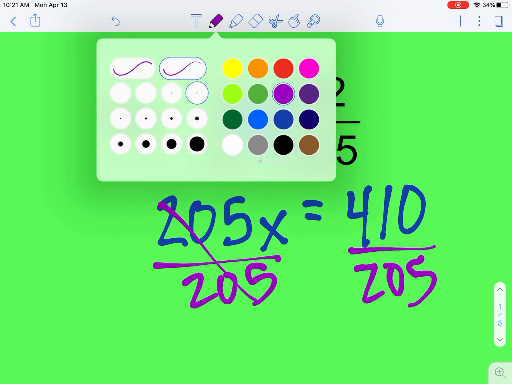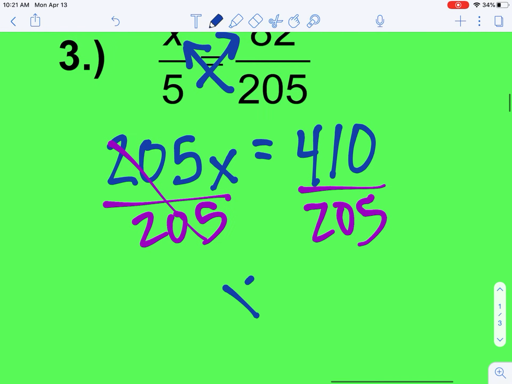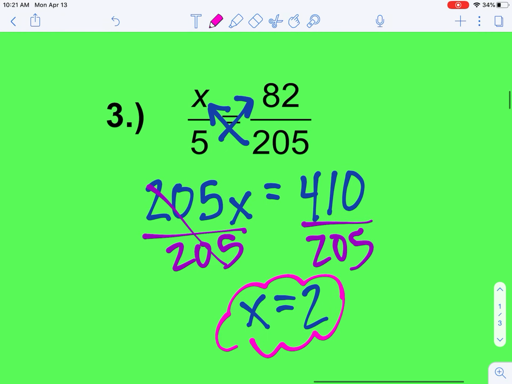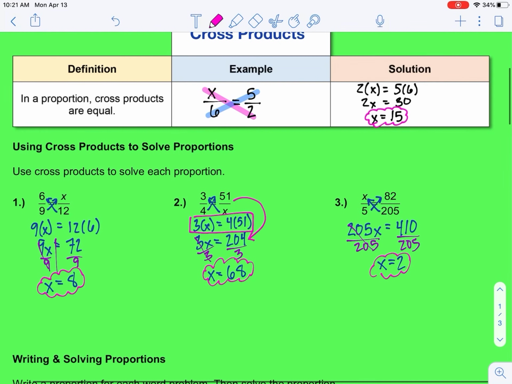Those cancel out, and x equals 2. So that means that 2 to 5 is equal to 82 to 205. So that's how we solve proportions. Now writing and solving proportions is really, really easy. The biggest mistake that people make is not staying organized. So let's take a look at what I'm talking about here.